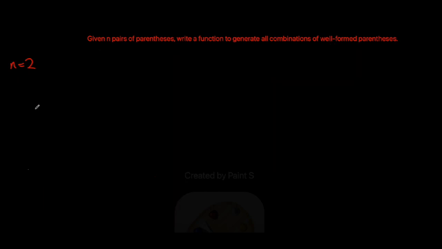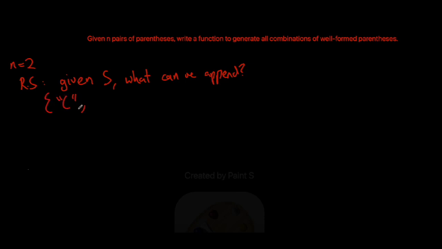So now let's talk a little bit about the solution. My solution to this problem is a recursive one. At each recursive step, which I'll denote rs, we're going to ask the question, given a substring s, what can we append to s? Of course, the characters we can append are either the opening bracket or the closing bracket.